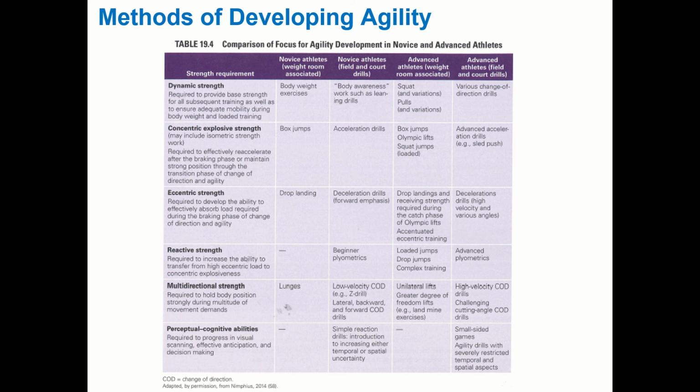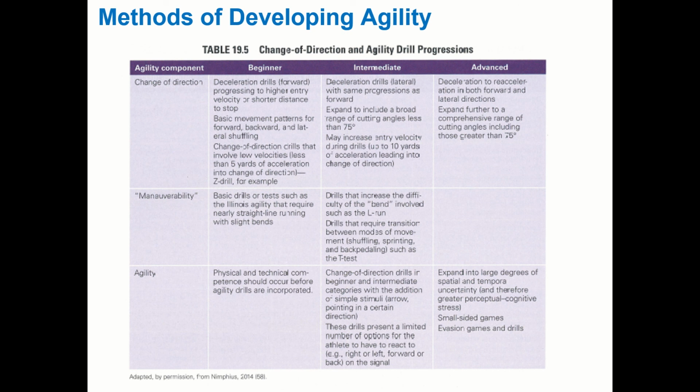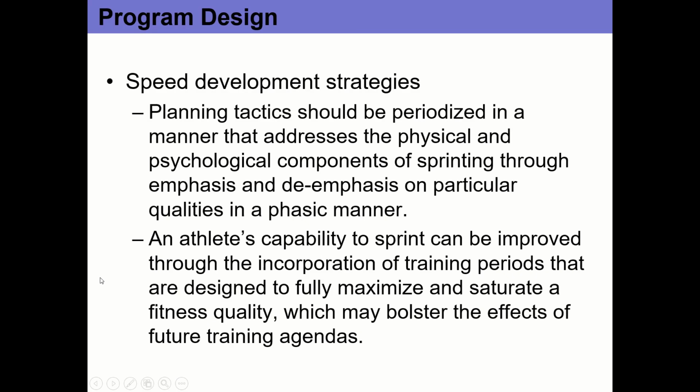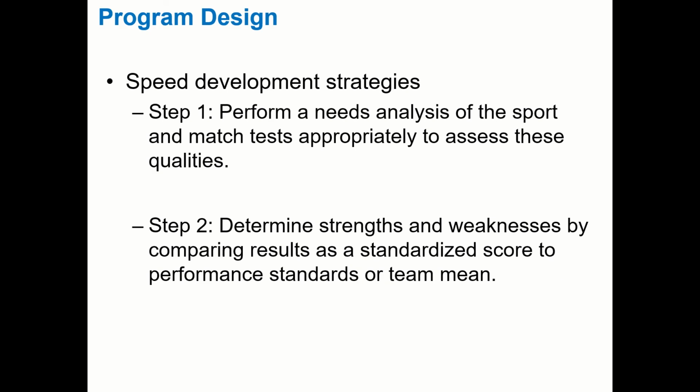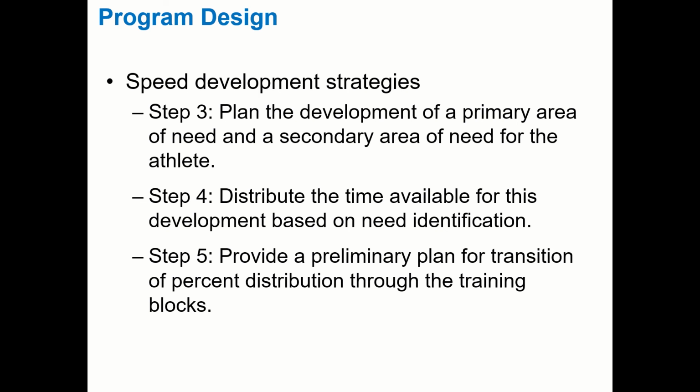Different methods to develop agility. They have a variety of different ideas here in table 19.4. Another thing, I may have accidentally put this chart on there twice. If I did, I apologize. Strategies to develop speed. We've kind of already covered that, but they do take you through 5 steps. This will shock you not at all. The 5 steps are basically the same steps that we covered back in chapter 17 when we talked about program design. So needs analysis, look at their strengths and weaknesses. Again, a lot of this repeats from some of the stuff we talked about earlier. So there are the various steps.